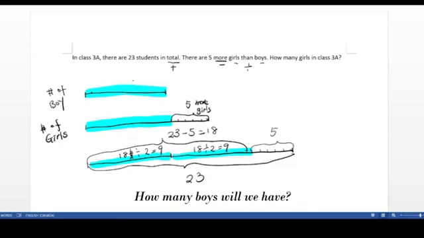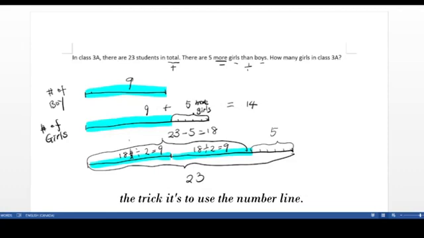How many boys do we have? We have exactly 9 boys. And the girls will be 9 plus 5 equal to 14. So let's revisit this question. The trick is just to use the number line. Next time when you're trying to solve a word problem with the kids, try to ask them to rewrite the question using the number line. If they can rewrite the question using the number line, the question is solved.